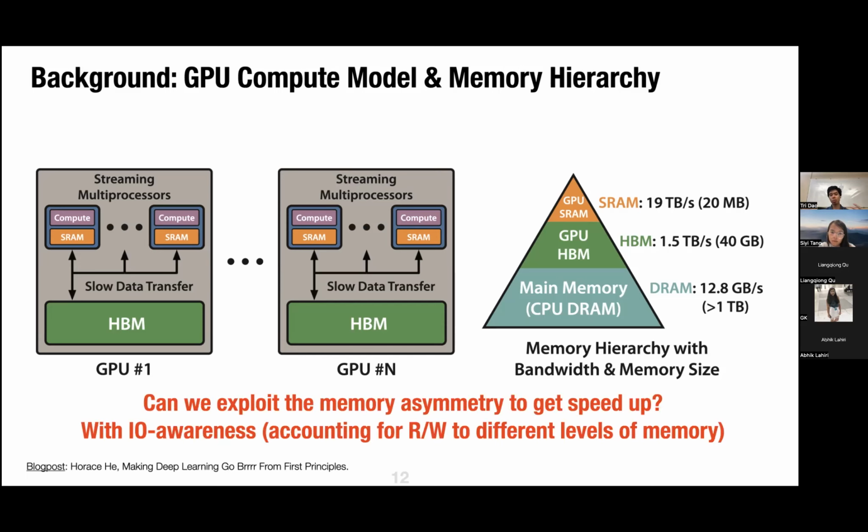So the question is, can we exploit this asymmetry in the memory hierarchy so that we can get a speedup? And the answer is yes, with IO awareness. That means we want to account for reads and writes to different levels of memory. So we're going to try to reduce the reads and writes to GPU HBM. That's the main objective: we're going to reduce reads and writes. So that's it for the background.